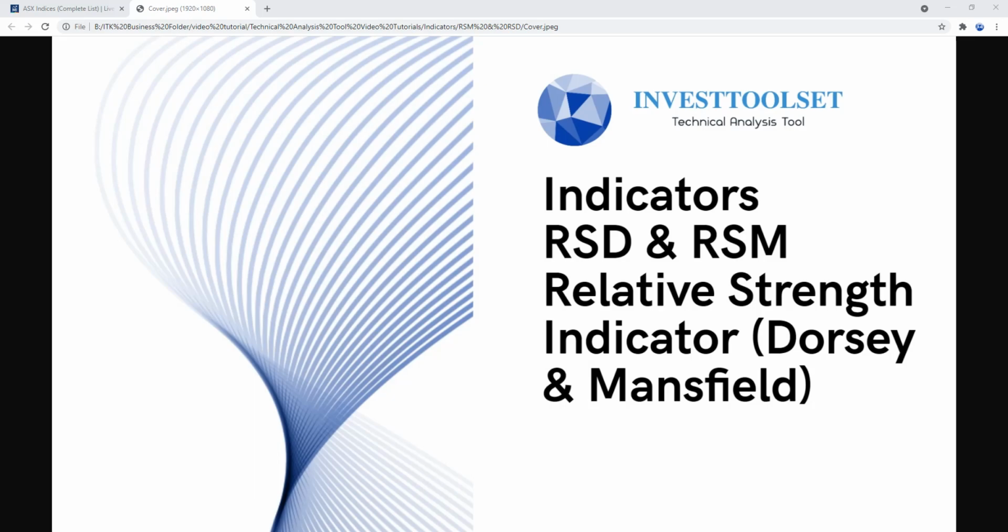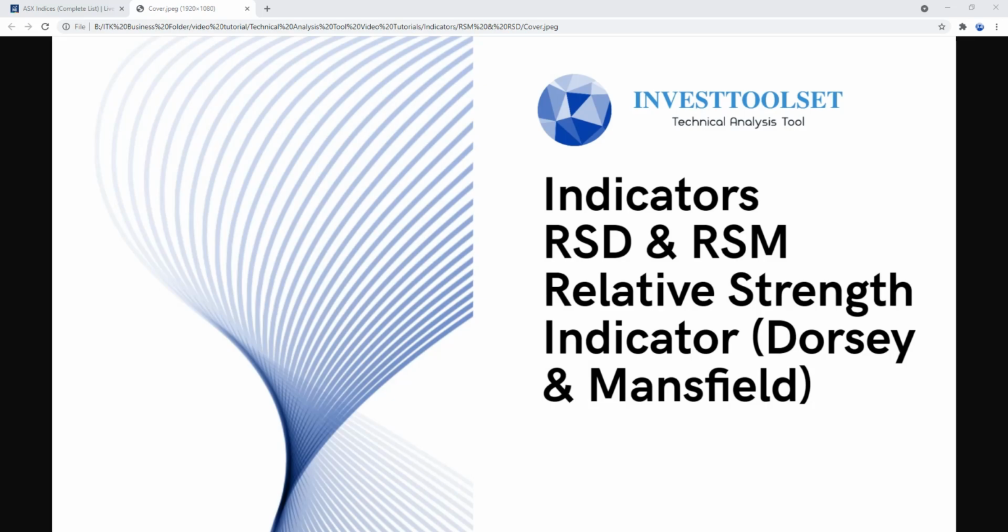In today's tutorial, I'm going to introduce another two technical analysis indicators, RSD and RSM, supported by our application, Technical Analysis Tool. The reason I put these two indicators in the same tutorial is because they are the same category of indicators. Both of them are true relative strength comparison indicators, and their calculations are related. Basically, the RSM is derived from the RSD.